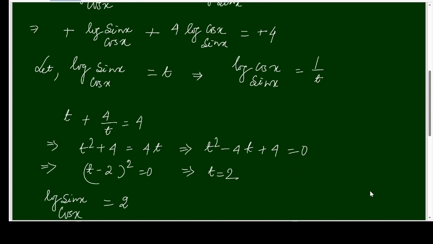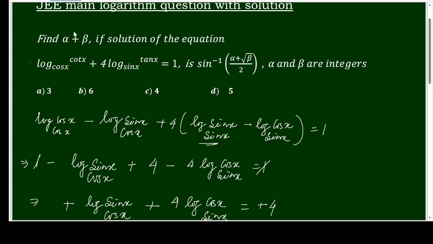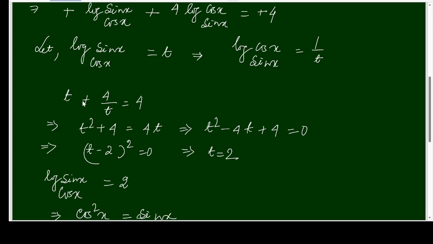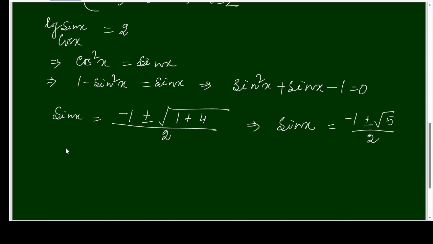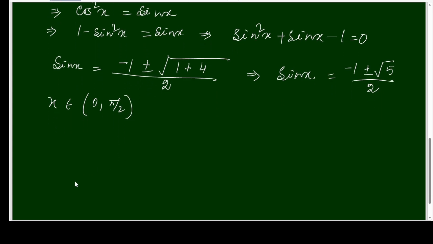Now see the equation. Here the log function is taken of cot x, the log function is taken of tan x, that means both cot x and tan x will be positive. So this is only possible when x belongs to 0 to pi by 2, or the first quadrant. So here tan x must be positive. There are two values, but I won't take the negative one. I'll take sin x equals to root 5 minus 1 over 2.